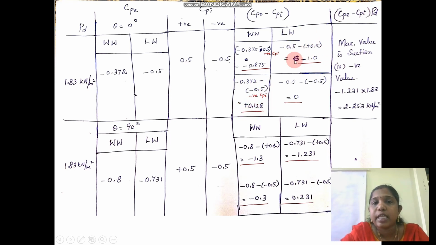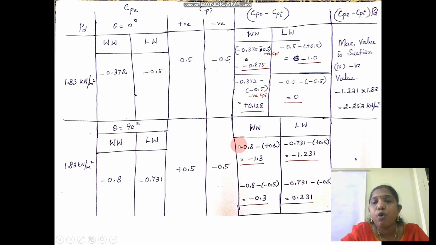Now I'll calculate the same for the leeward side also. Minus 0.5 minus 0.5 is going to be minus 1. Minus 0.5 minus of minus 0.5 is going to be 0. Similarly, I'll calculate for theta equal to 90 degrees.